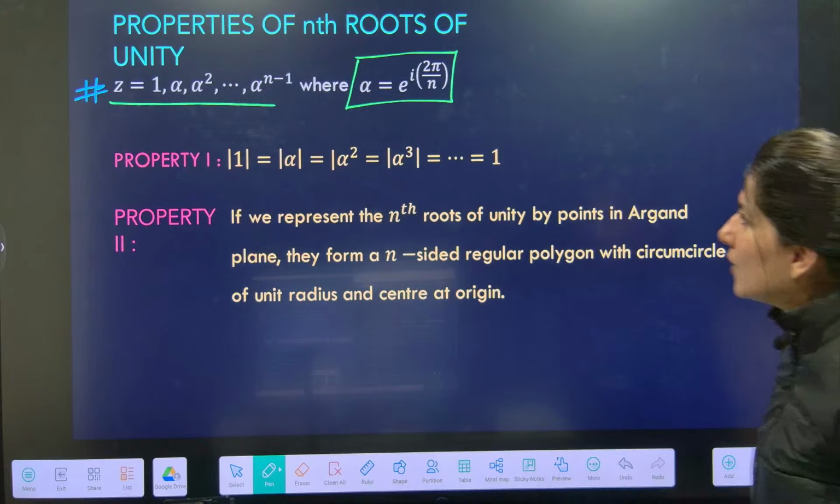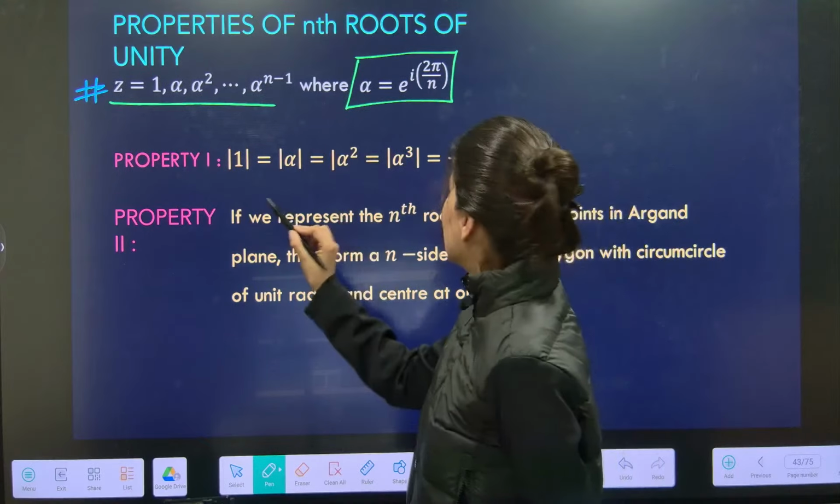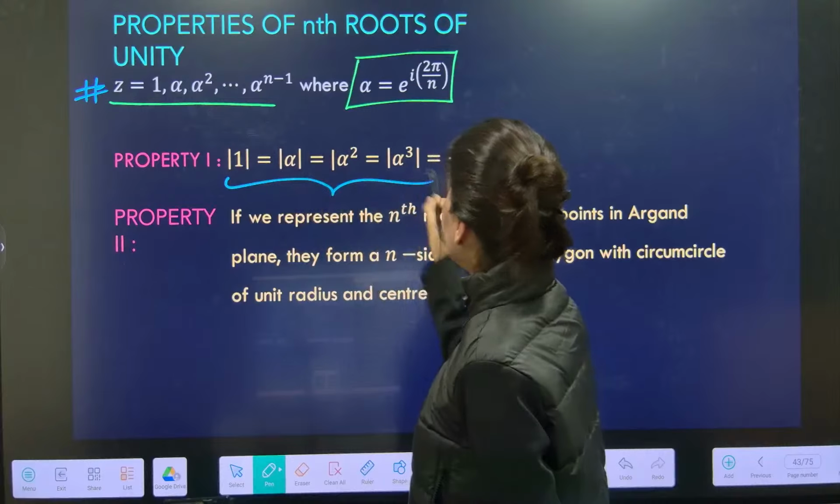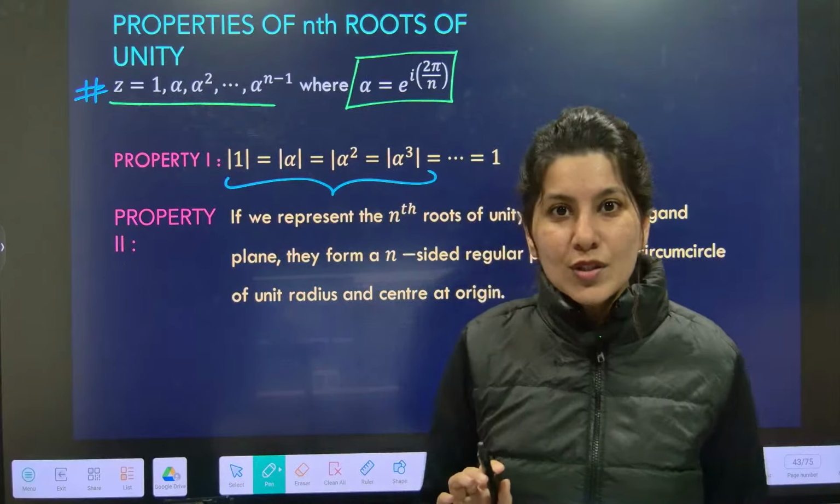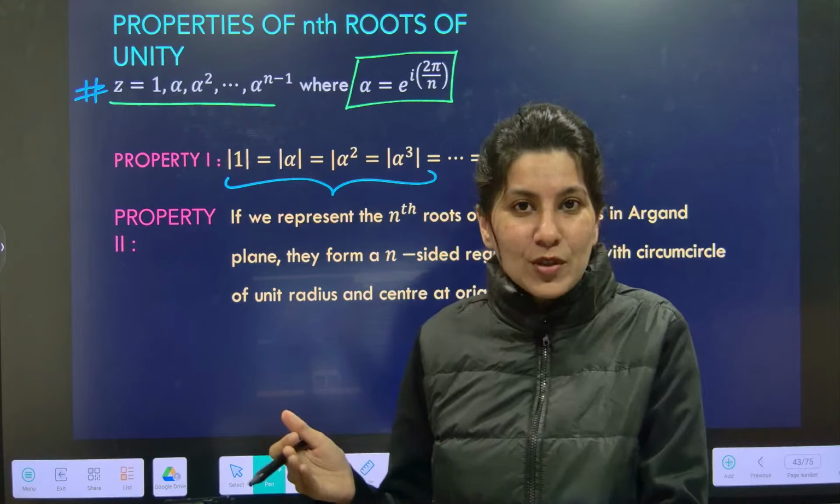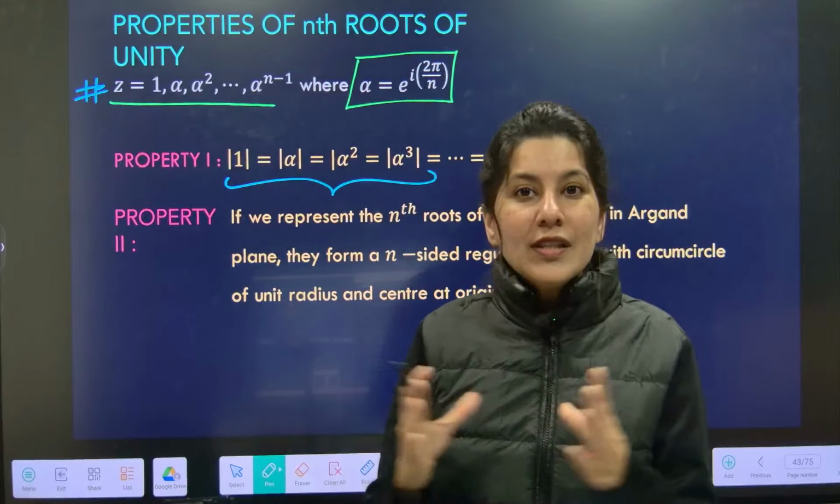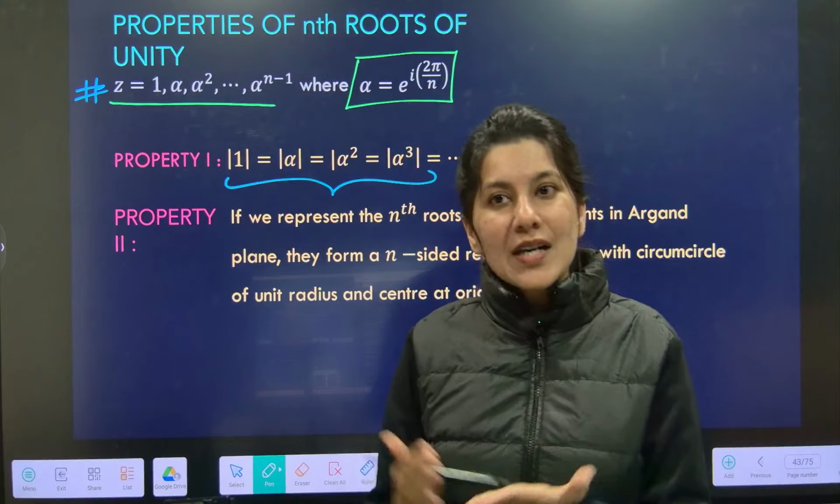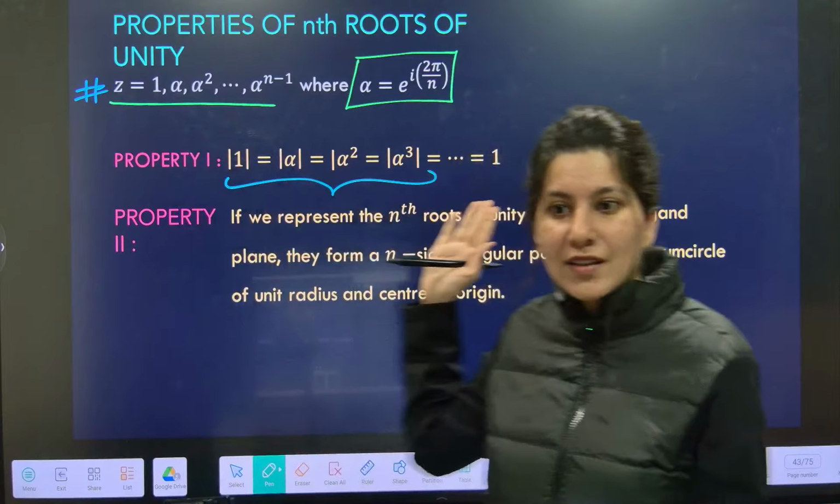Property 1 says all the roots have magnitude 1. All the roots of nth root of unity, suppose cube root of unity, all have magnitude 1: omega, omega square, everything is 1. Here also the magnitude is 1.